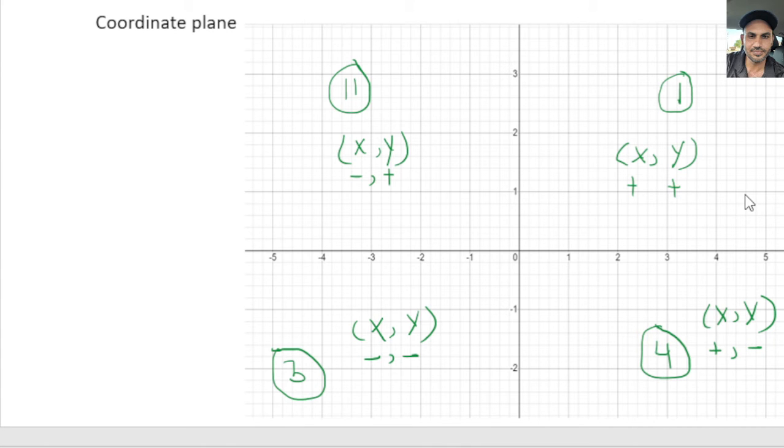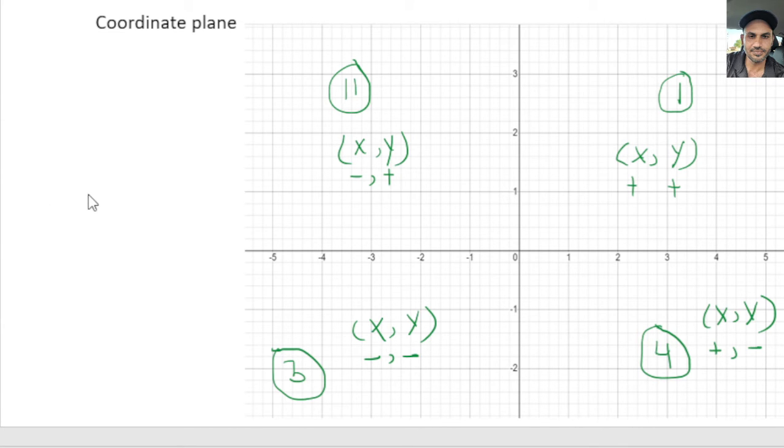So these are the 4 things you have to remember when you're actually plotting points on this coordinate plane. You have to remember that in the first quadrant, both x and y are positive. In the second quadrant, x is negative and y is positive. In the third quadrant, x and y both are negative, and in the fourth quadrant, x is positive and y is negative in this region right here.